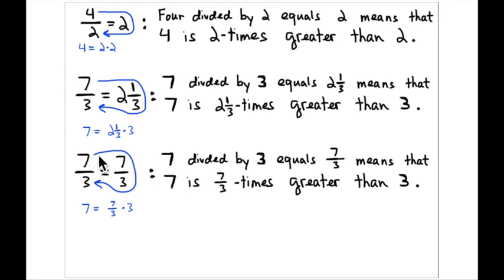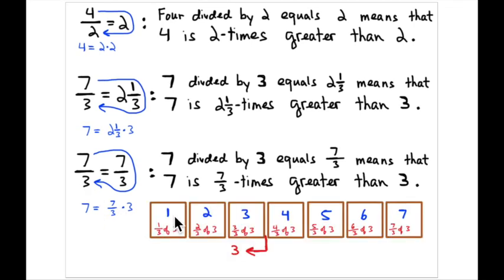So what this says is that 7 divided by 3 equals 7/3 means that this 7 is 7/3 times greater than 3. So this 7 right here is 7/3 times greater than 3. So you can take that 7 that equals or is 7/3, that's 7/3 times greater than 3, or times 3. So a drawing of that, let's draw 7 squares and identify the 3, which is the third square.